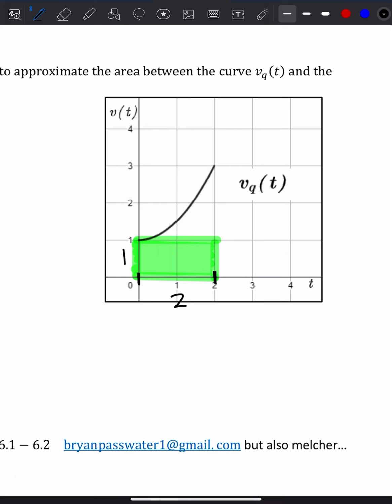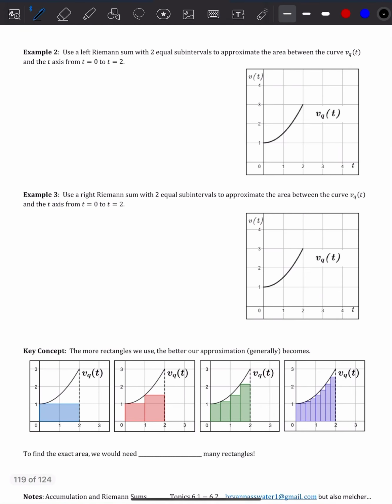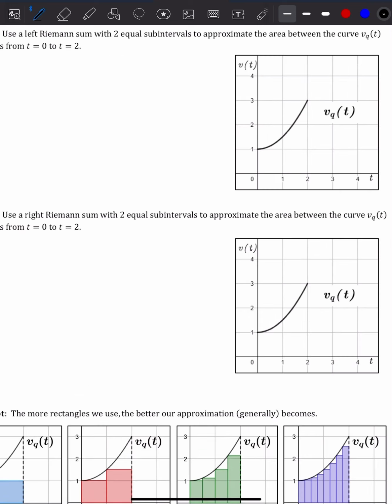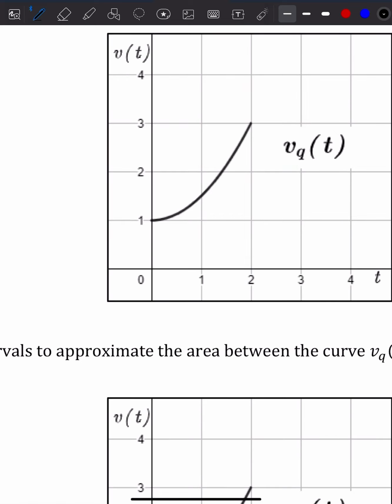Okay, so now that we've done that, one thing to think about. Looking at this graph, we can see there's quite a bit of missed area here under our function. So this is not a very good estimation. So let's look at another one. Use a left Riemann sum with 2 equal subintervals to approximate the area of the curve and the t-axis between 0 and 2.